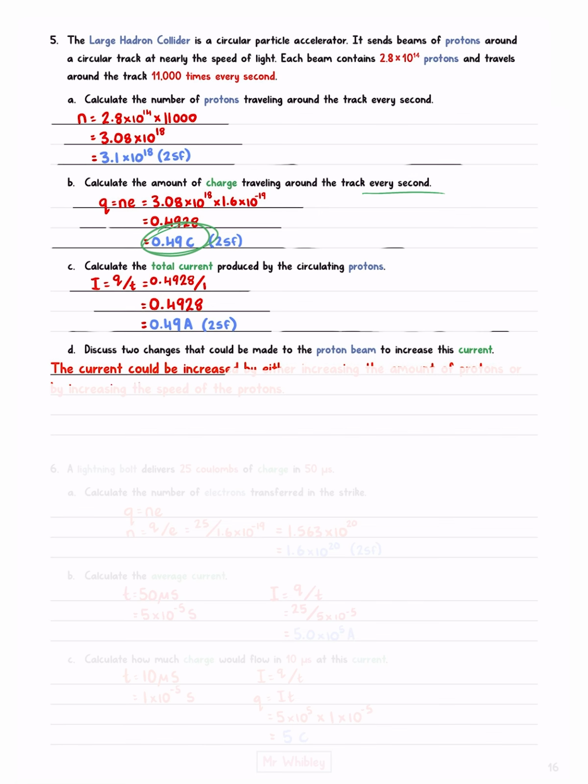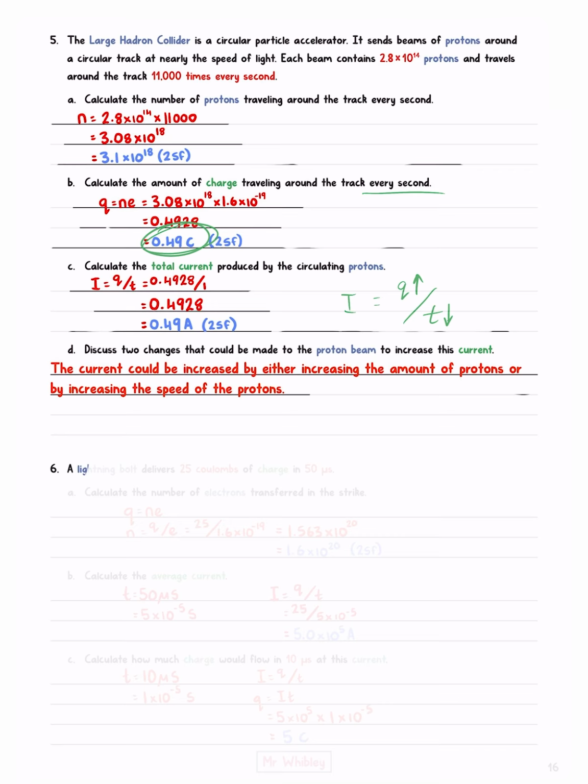The current could be increased by either increasing the amount of protons, or by increasing the speed of the protons. And so going back to our current equation, we're saying that we could increase the amount of protons, which would increase the charge, or alternatively, we could increase their speed, which would decrease the time.